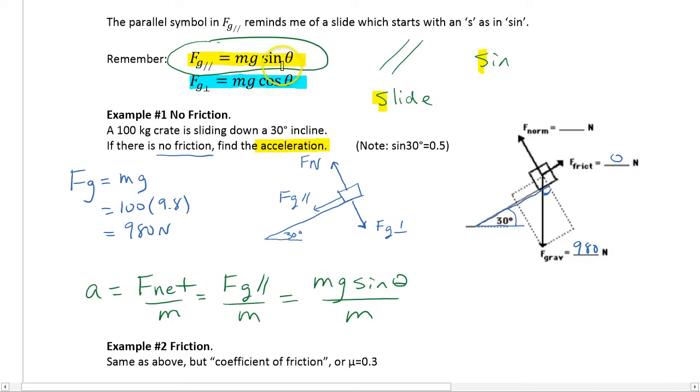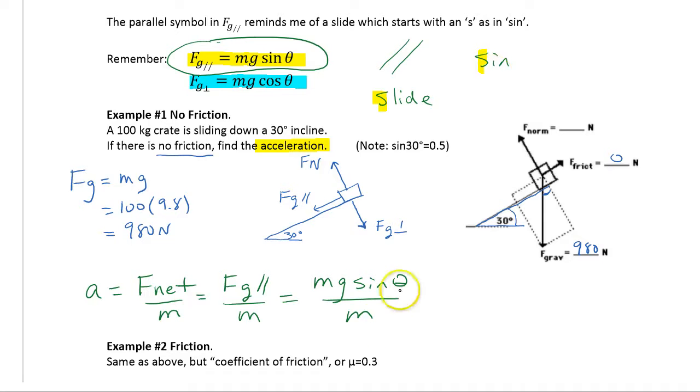You can't think of the parallel as kind of like y, because it really depends on the angle. If the angle is really large, it's going to look more like the y. If the angle is quite small, it's going to look more like the x. So you can't really go that way, but think of this as a slide. Slide starts with s, so does sine. Hopefully that'll work for you.